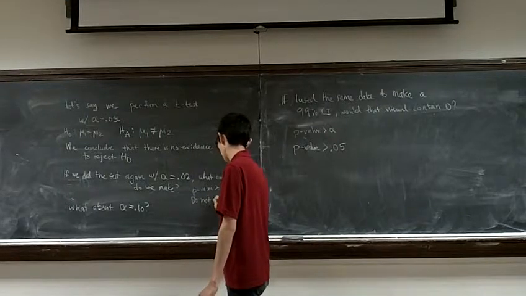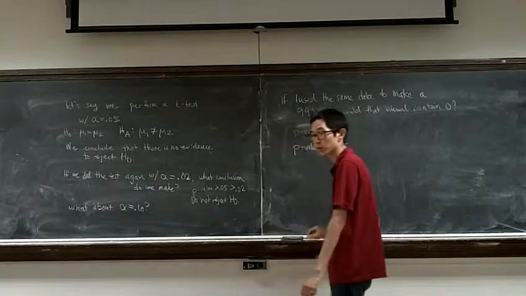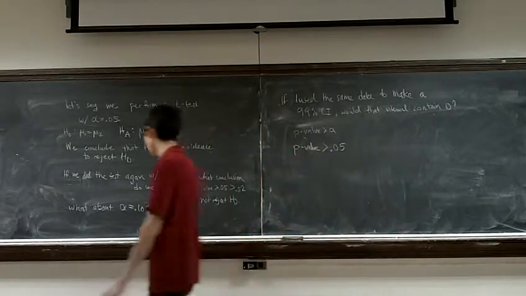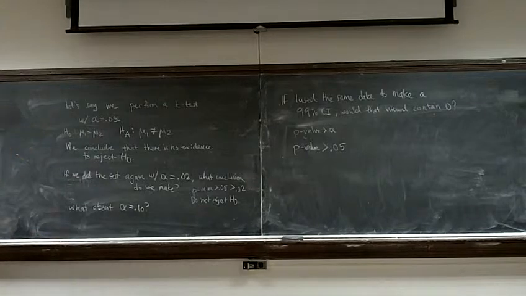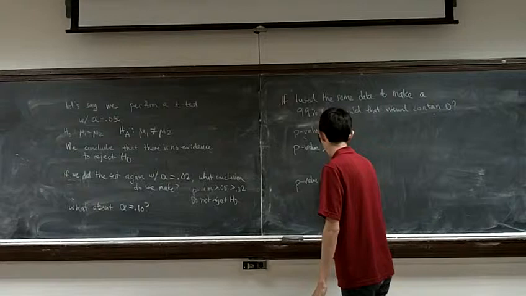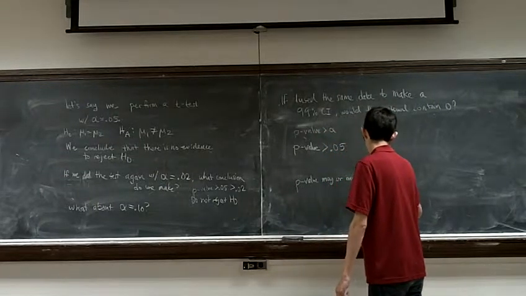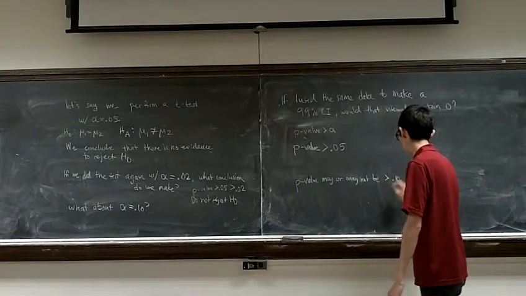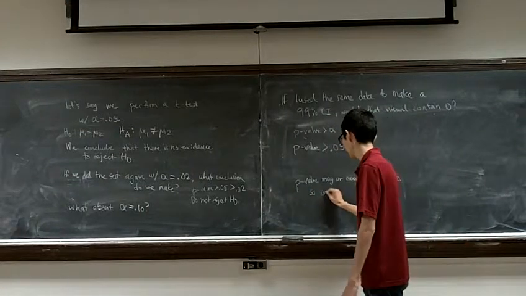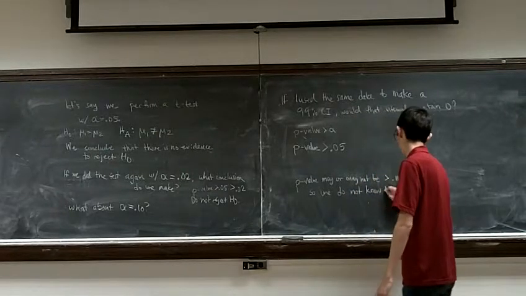Do not reject the null hypothesis. Over here, with alpha equal to 0.10, we do not know. The p-value may or may not be greater than 0.10. So we do not know the conclusion.